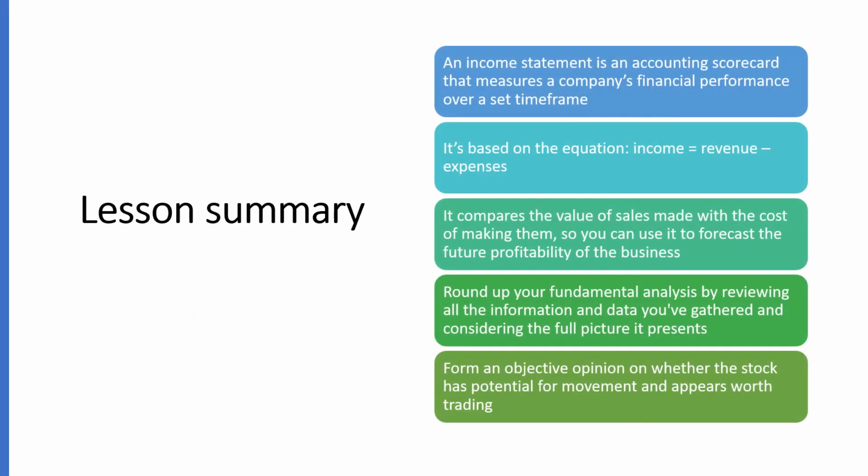Lesson summary. An income statement is an accounting scorecard that measures a company's financial performance for a set time frame. It's based on the equation: income equals revenue minus expenses. It compares the value of sales made with the cost of making them, so you can use it to forecast the future profitability of the business. Round up your fundamental analysis by reviewing all the information and data you've gathered and considering the full picture it presents. Form an objective opinion on whether the stock has potential for movement and appears worth trading.